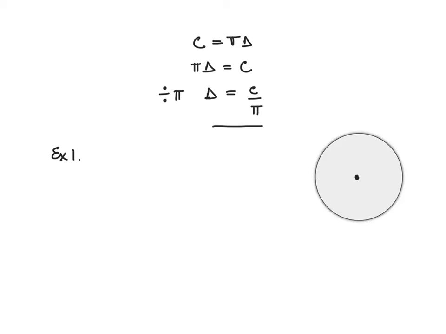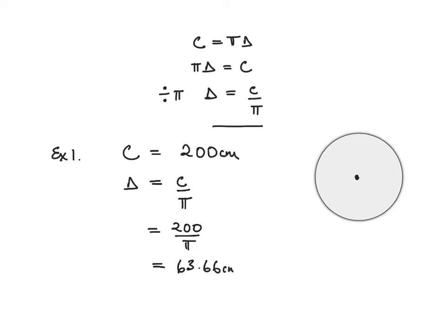What we want to do is to calculate the radius of a circle, and we're told that the circumference is 200 centimeters. So the formula for calculating the diameter is circumference divided by pi, and the answer is 63.66 centimeters.